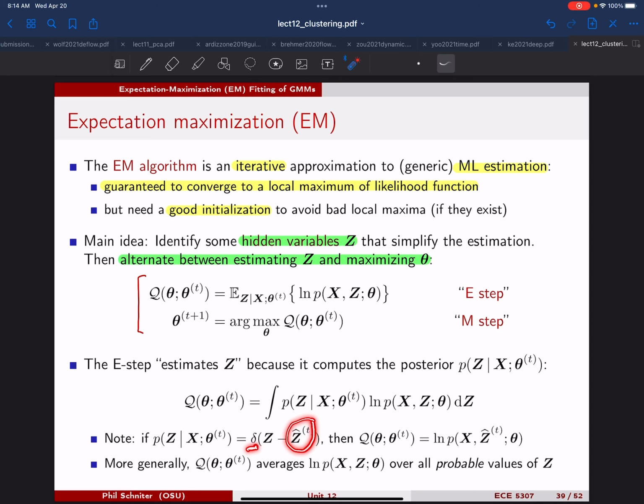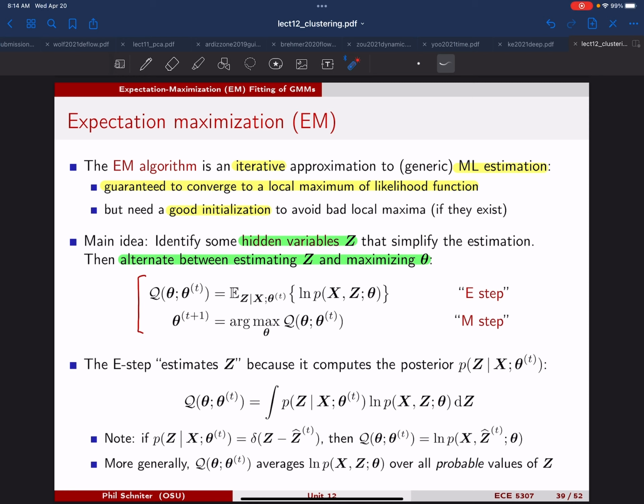It's like a spike where z equals z hat t. So this is just a simple case to try to understand what's going on. This would say that once you compute this, you're absolutely confident that z is z hat t. If that's the case, then when you plug that into this integral, because of what we call the sifting property, when this delta is in the integral, you essentially just replace this with z hat t.